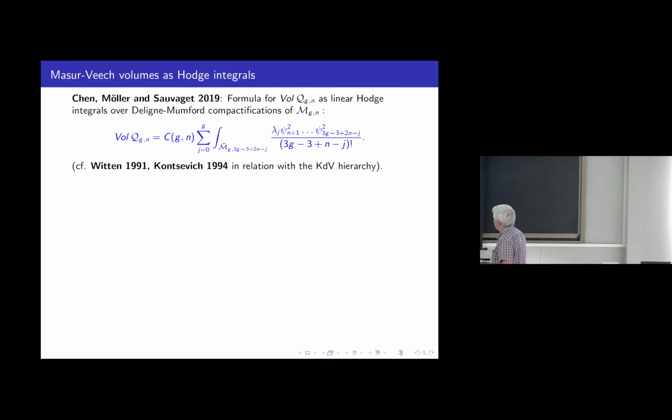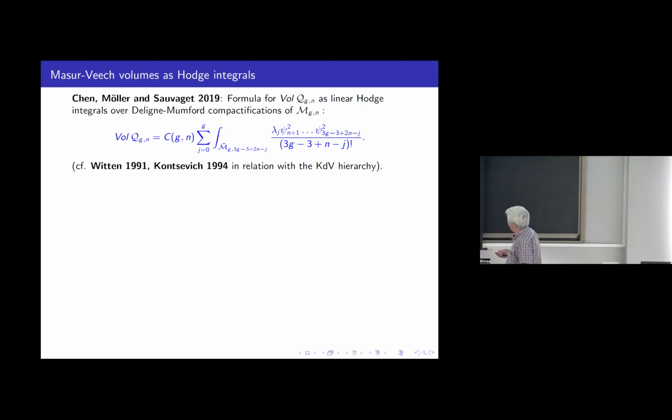But here they had lambda_j. What is lambda_j? There is also another bundle. It's not a line bundle. It's the vector bundle of H^1 of the curve. You have g holomorphic differentials, and a g-dimensional space. It's called the Hodge bundle, and this is g-dimensional. And you can take lambda_j, the corresponding Chern classes of this bundle, right? And it's linear in the Hodge classes lambda_j.